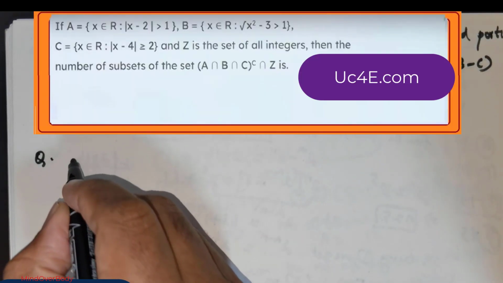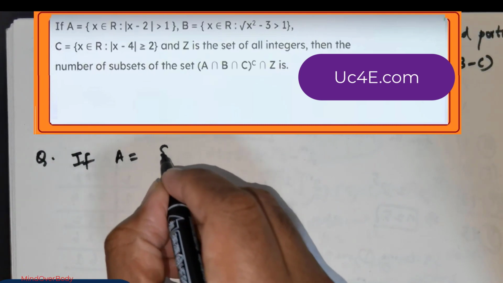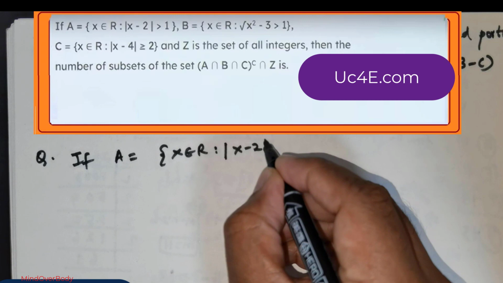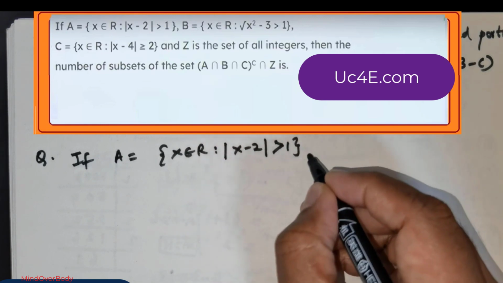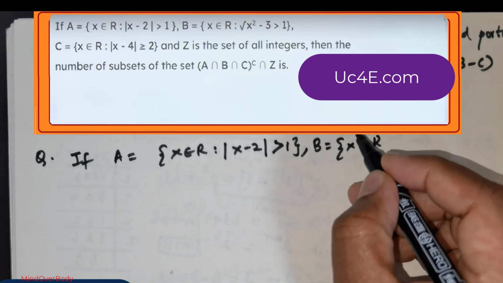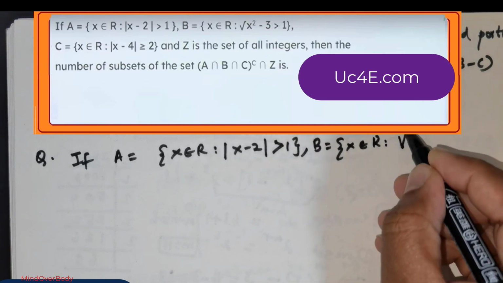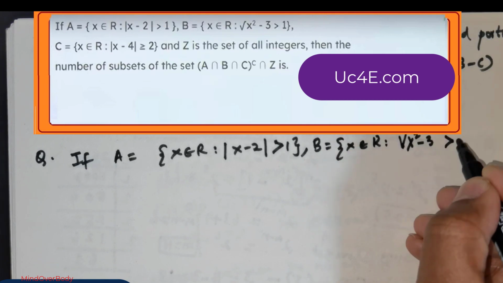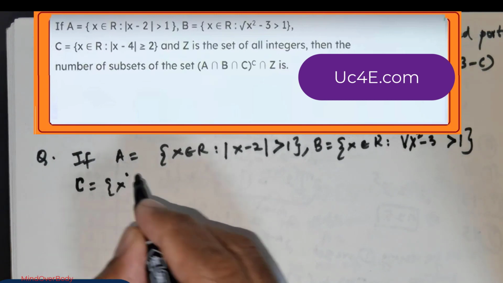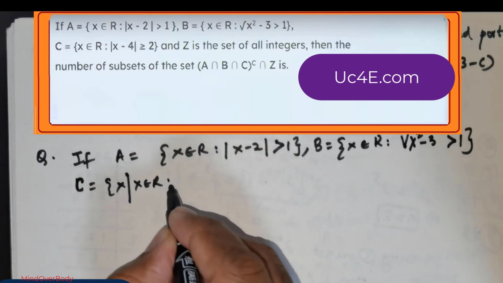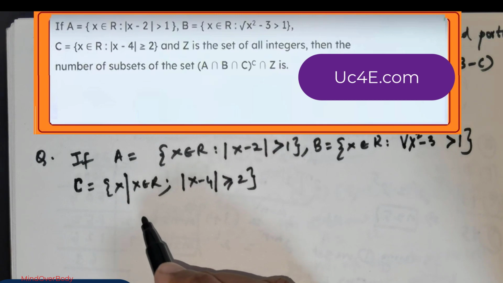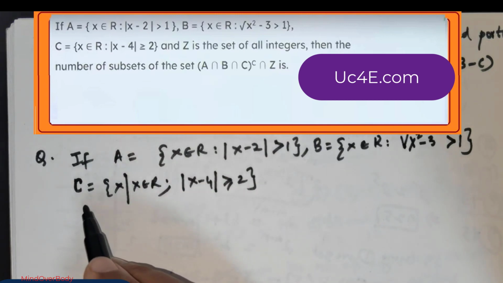We got a beautiful question here. Let me write that down. If A is equal to all x element of real numbers such that modulus of x minus 2 is greater than 1, and B is collection of all x element of R such that square root of x squared minus 3 is greater than 1, and C is collection of all x. You can also write it like this, such that x is element of R and modulus of x minus 4 is greater than or equal to 2. So you can also specify more expressively like this, right?